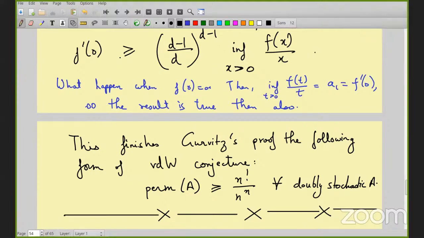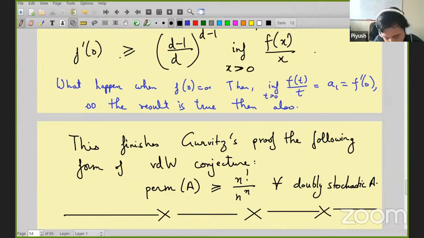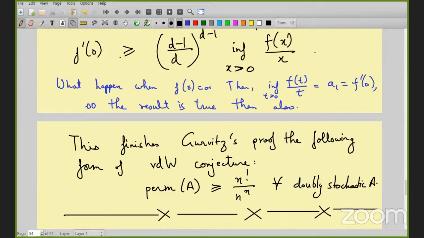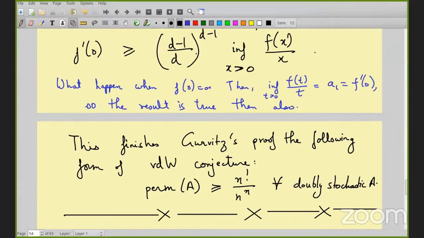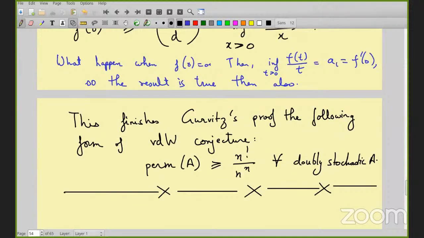Gurwitz's proof is from the 90s or what? I think 2006. Oh, 2006. I think so, but I might be wrong. I think it's around the mid 2000s. Wait, maybe you're right, 90s. Okay, but let's check that off. I think it's 2006, but might be wrong.